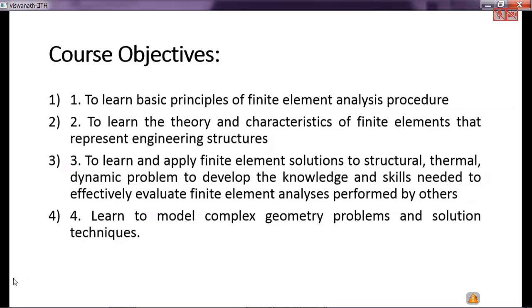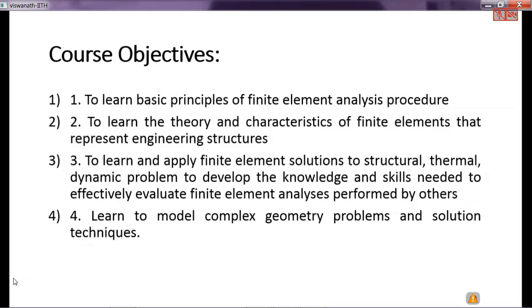Sometimes when you are working in a company as an engineer, not all the analyses are performed by you. Some of the analyses are performed by others. You have to analyze and understand the results of others, and then proceed with yours. So we'll also learn how to analyze the finite element results performed by others, and how to apply them for your cases. And finally, we'll try to model complex geometry problems and solution techniques.